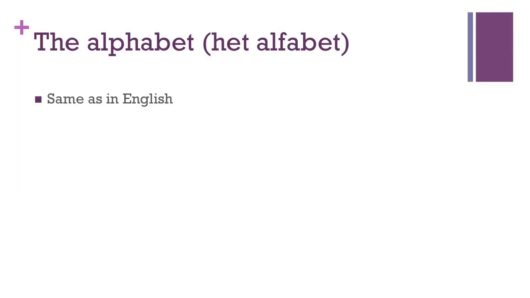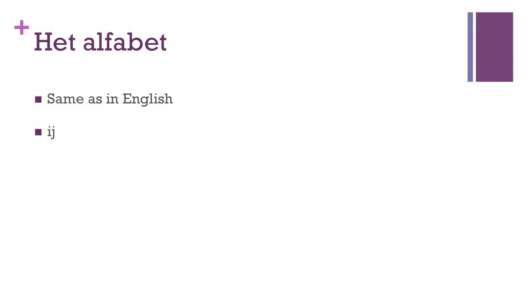Het alfabet in Dutch. The letters are the same as in English. Don't start the party yet, there's a lot of things we'll learn about pronunciation. A few remarks. Sometimes the IJ of zijn is added to the alphabet. You see it appearing on the slide. Sometimes it replaces the Y or Y.